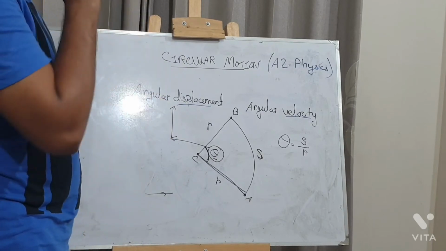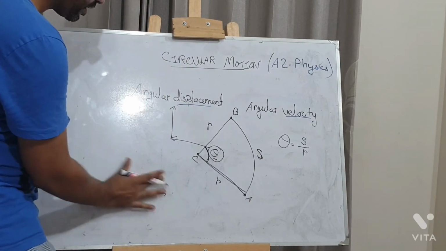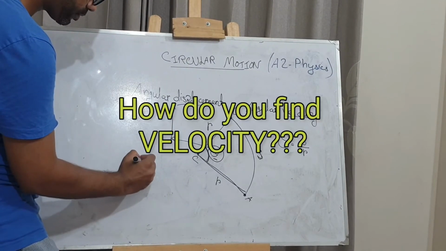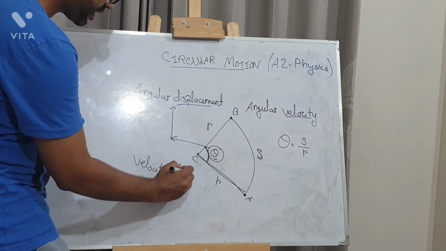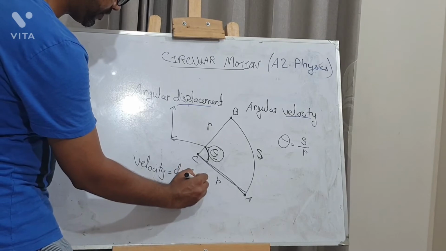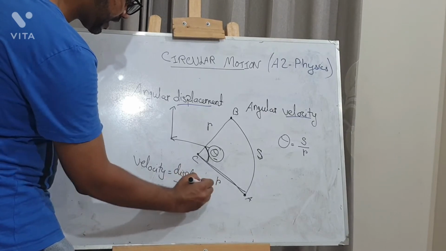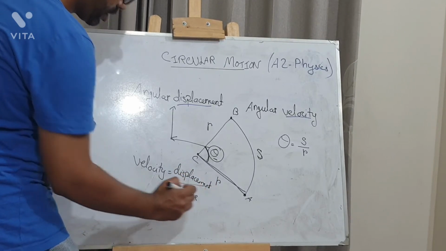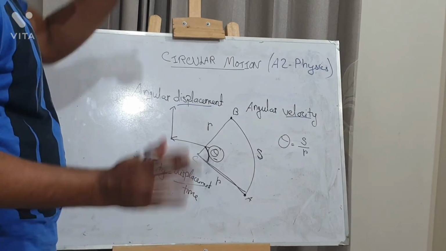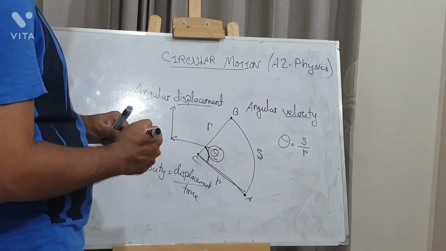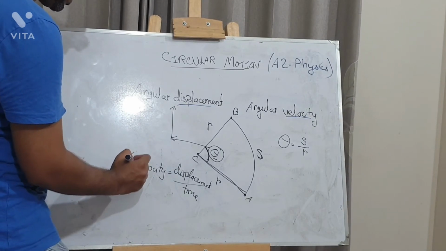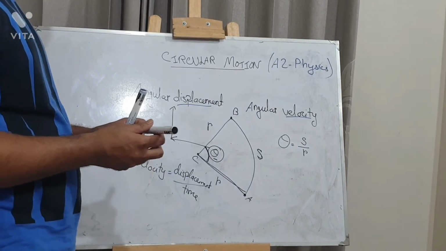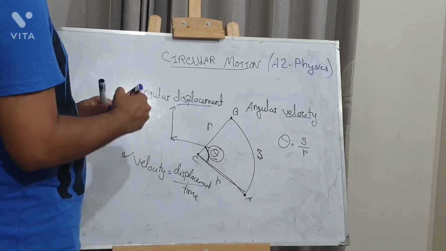Now if you know the displacement, we have already learned the formula of velocity before, that velocity is the rate of change of displacement. So displacement divided by time. So that was velocity, which we have already learned in O-levels and in AS. But here we are talking about angular velocity. So this is for linear velocity, that's correct, but angular velocity has a different formula.